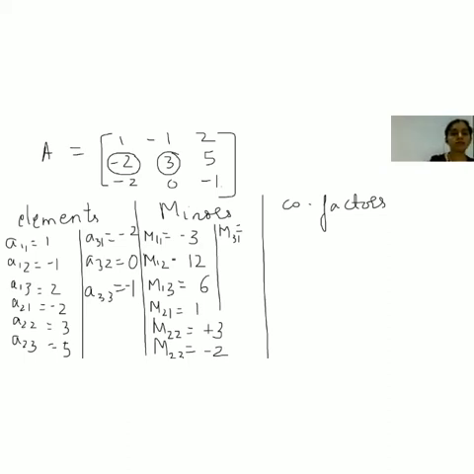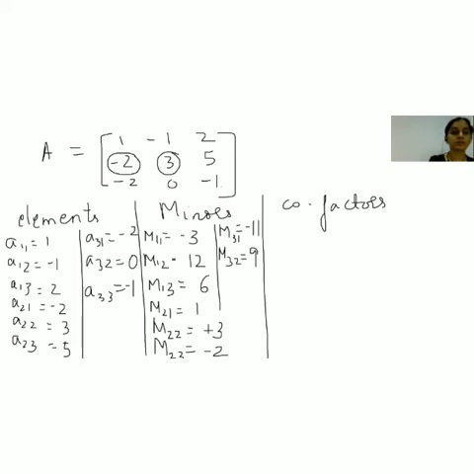So third row, first column, when you hide them, you get -5 minus 6, that is -11. Okay, then we have M32, that is third row, second column. Okay, so we have 5 minus of minus 4, that is plus 4. So 5 plus 4 is 9.